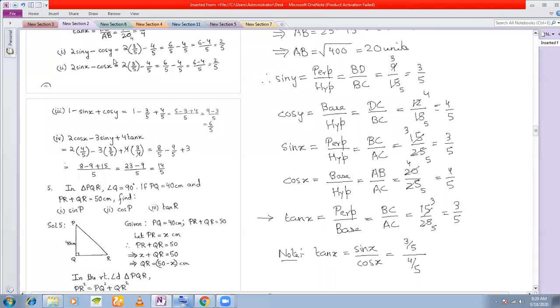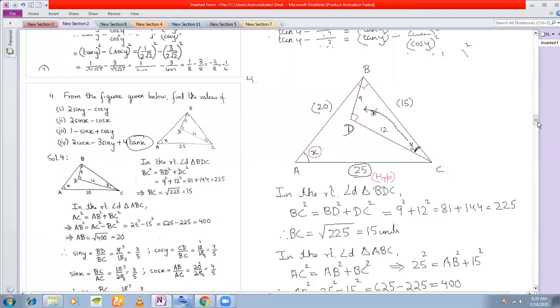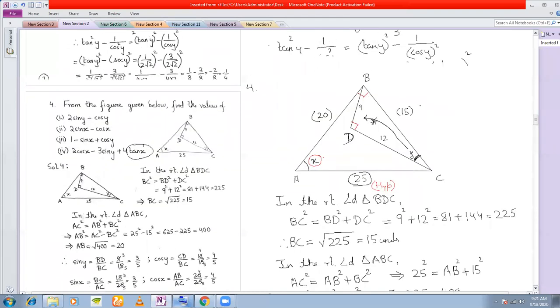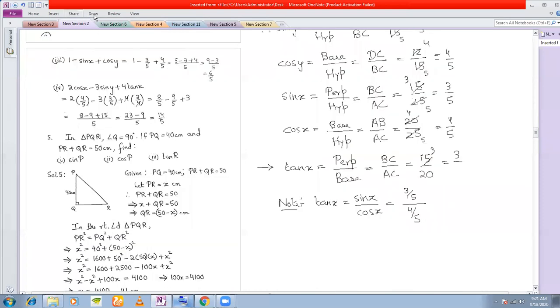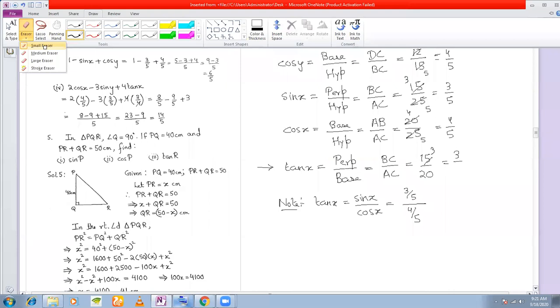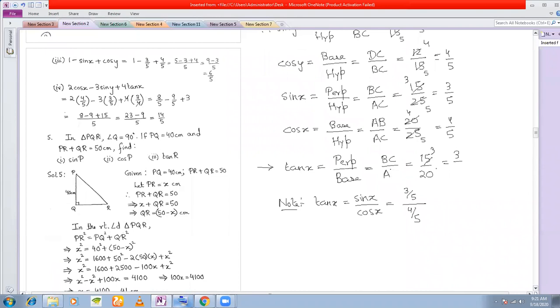This should be 20. Length of AC is 20, not 25. Length of AC here, and this should be AB. This is your perpendicular, if we are considering the bigger triangle. This is your base, if you're considering the bigger triangle. So this should be BC by AB, not BC by AC. Should be AB. So this now cancels, you get 3 by 4.